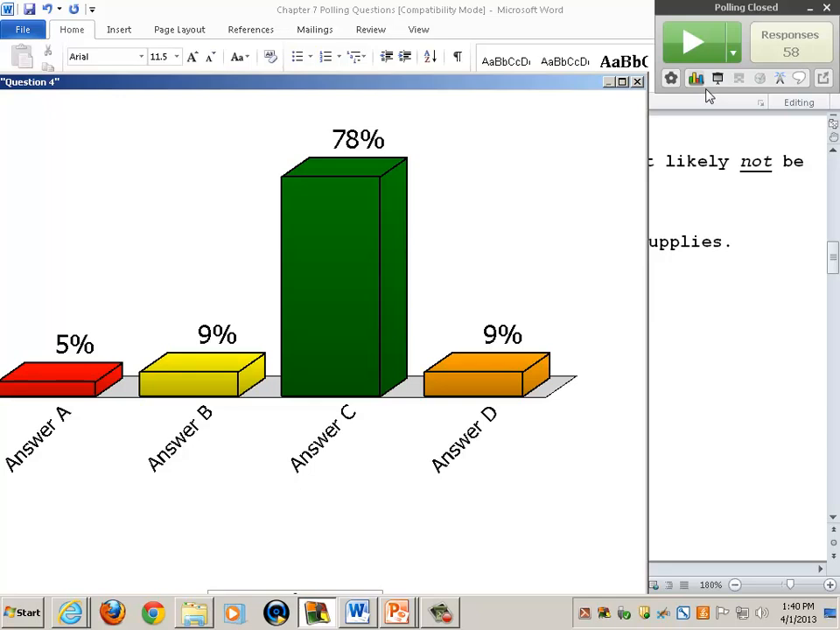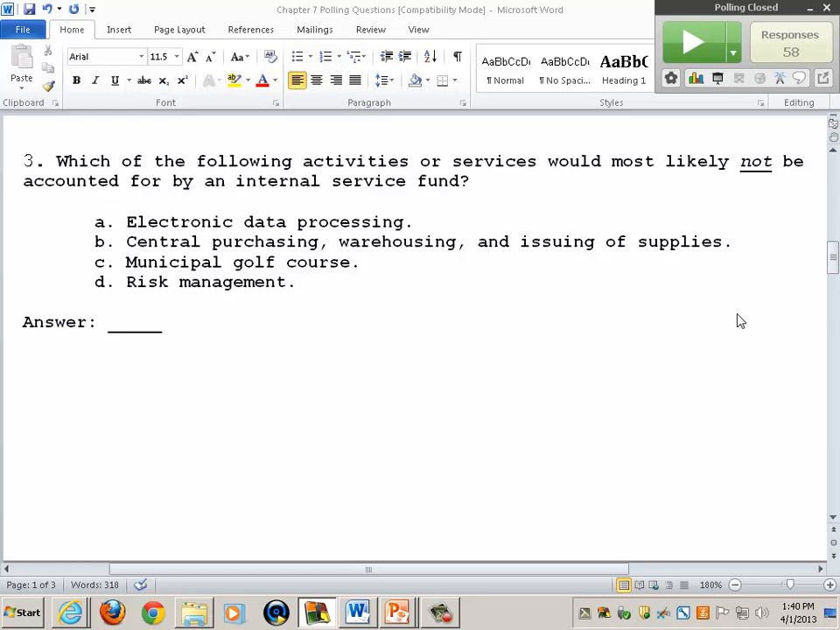So where would a municipal golf course show up? In the enterprise fund, yeah. Notice something, the correct answer, there's an uncanny percentage which keeps on appearing, like 80, 78, 80% for each of the correct answers.